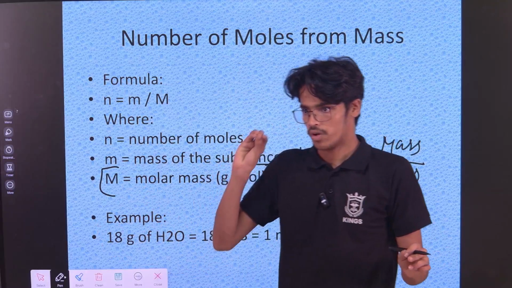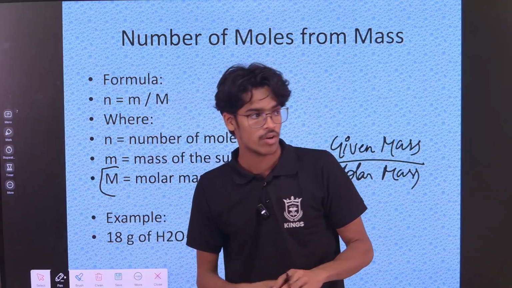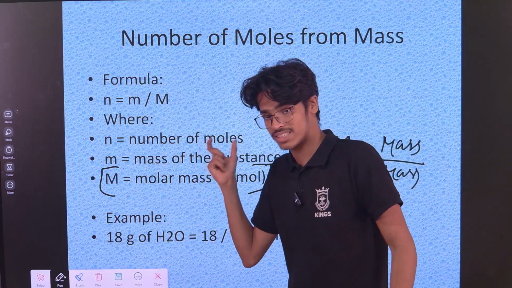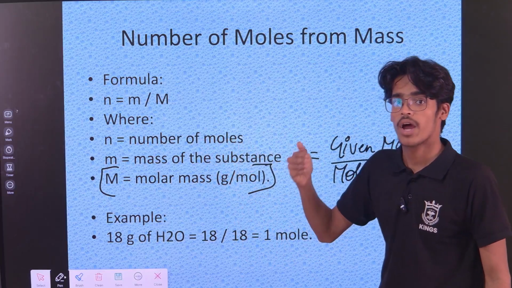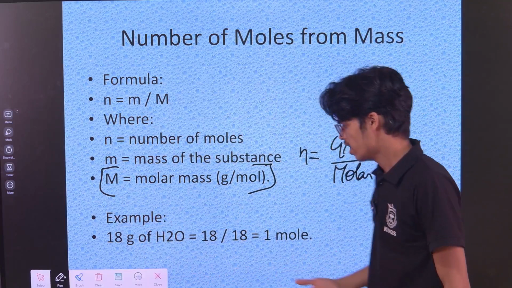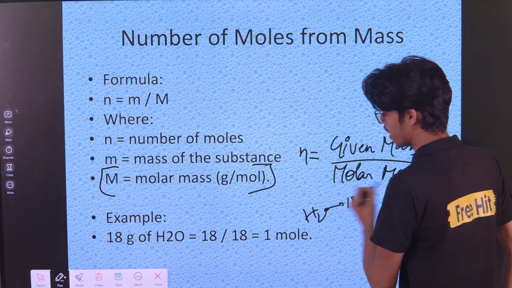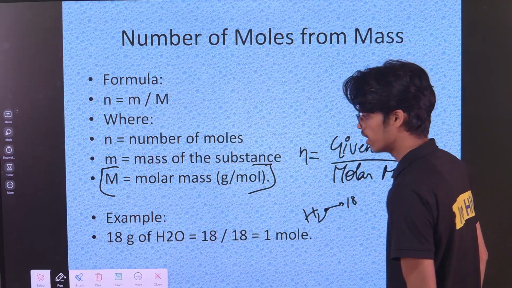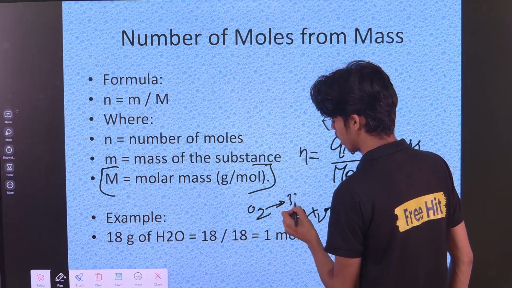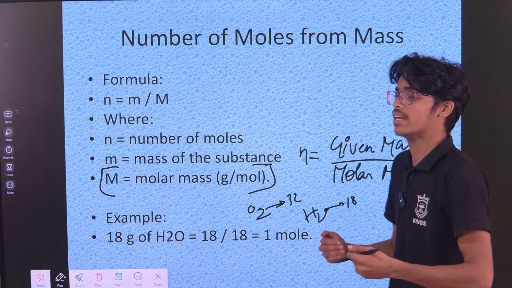Remember, for number of particles you only have to divide by Na. For volume you have to divide by 22.4 liters. But for mass, every time you have to divide by a different number depending on which particle it is. Okay, if it is water, what is the mass of water? 18. Then you have to divide it by 18 gram. If it is oxygen, then what is the molar mass? That is 32 gram. Then you have to divide by 32 gram.